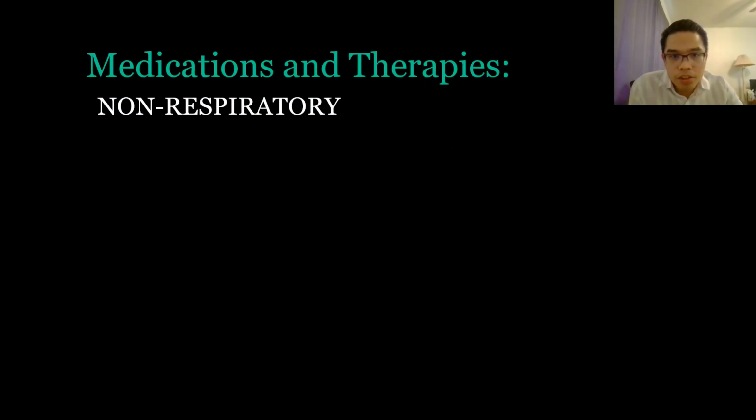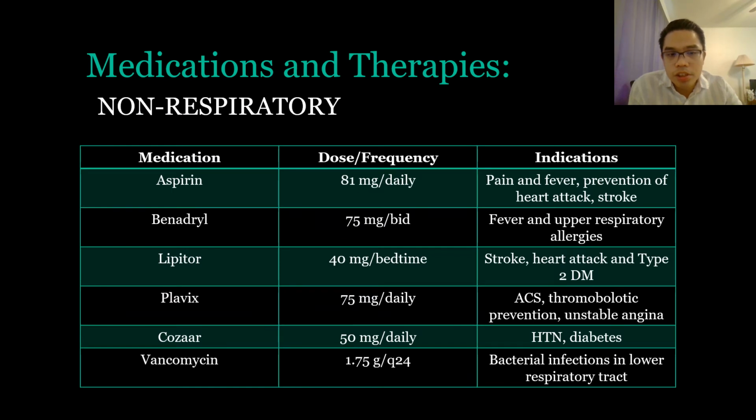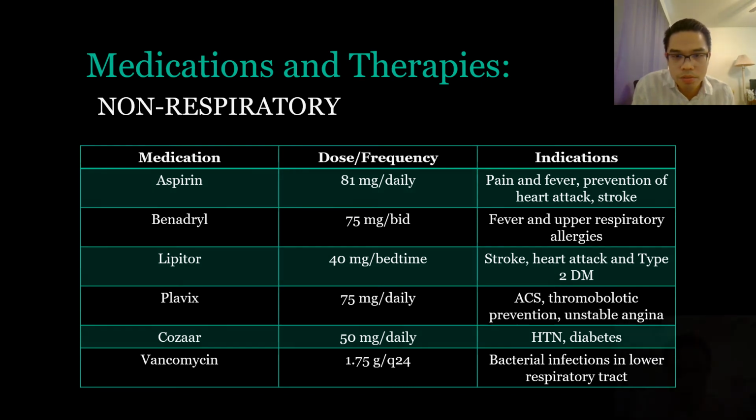And then medications and therapies. Non-respiratory medications are the meds the patient was being given, such as aspirin for heart attack and stroke, Benadryl for fever and upper respiratory allergies, Lipitor for the heart, such as a stroke, and also for diabetes, Plavix for thrombolytic prevention and for acute coronary syndrome, Cozaar for hypertension and diabetes, and vancomycin for bacterial infection.